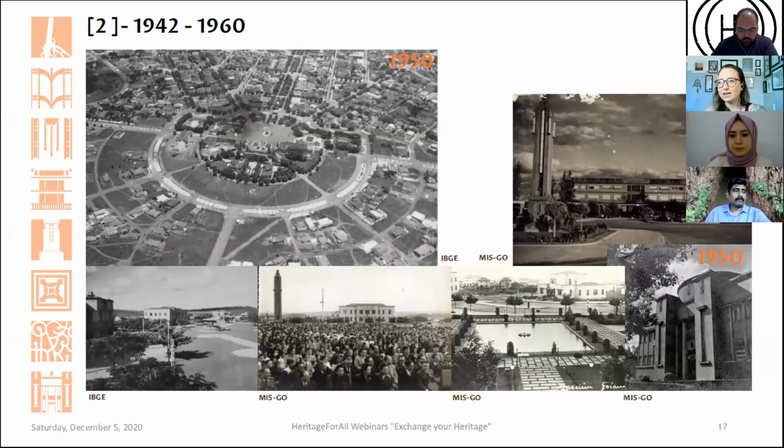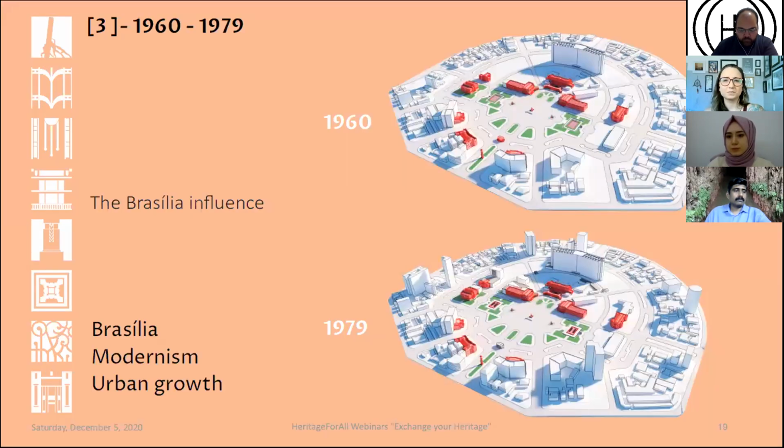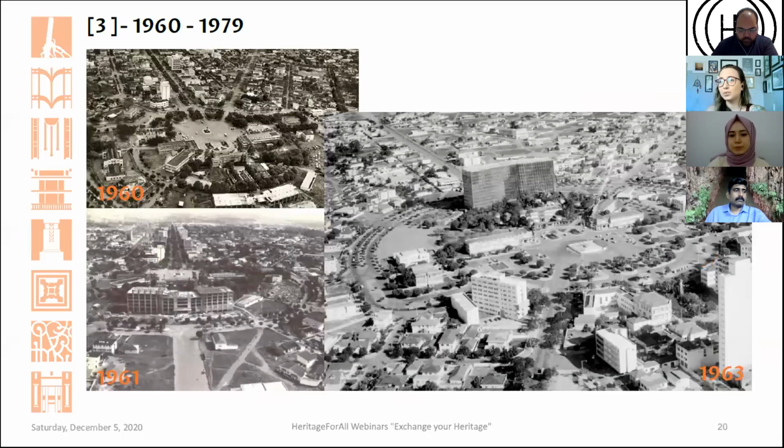But the city was growing fast, and we had Brasília in the 60s. So Goiânia is very near, 200 kilometers from Brasília, and it influenced the city a lot. We have a lot of cars, a lot of people going. We can see the city has grown so fast, and the verticalization, the urbanism, the modernism was influencing the city. And we have a lot of tall buildings. A city that was 1, 2, 3 floors, now we have 13, 20. So it has changed a lot of the city, and the square is one of the things where you can see that change.